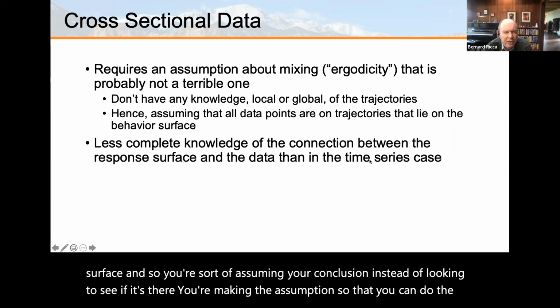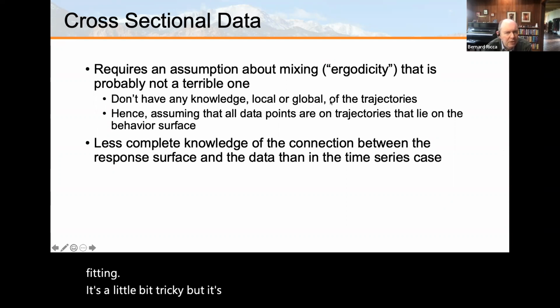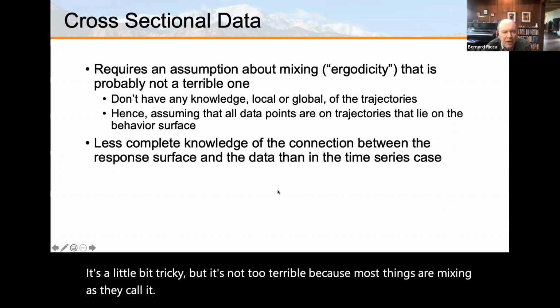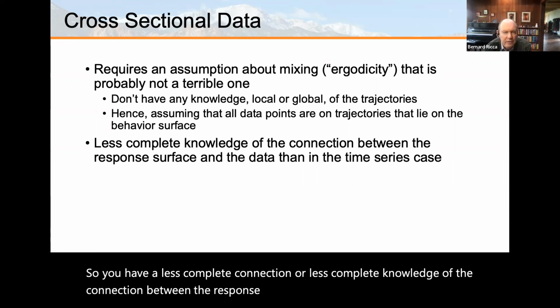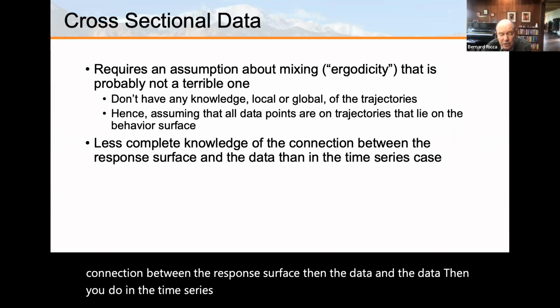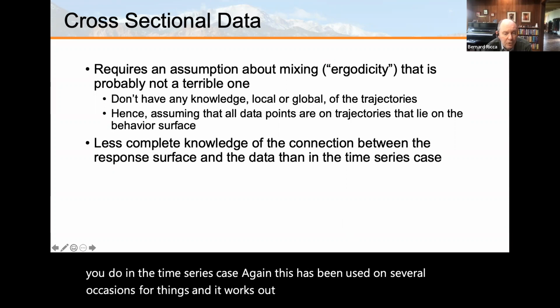It's a little bit tricky, but it's not too terrible because most things are mixing, as they call it. So you have a less complete connection or less complete knowledge of the connection between the response surface and the data than you do in the time series case. Again, this has been used on several occasions for things, and it works out well enough. Okay, so the pragmatist says, go ahead and do it.